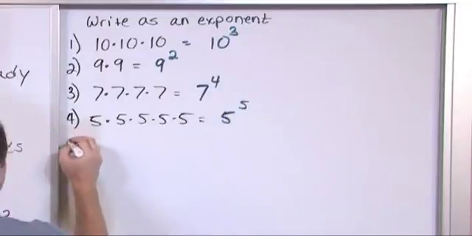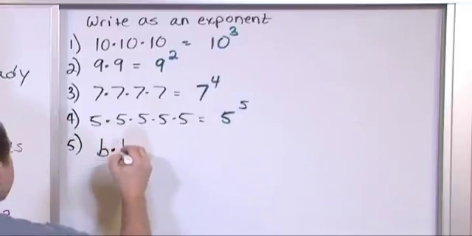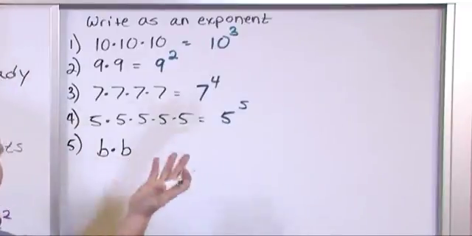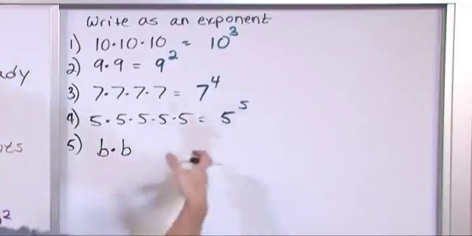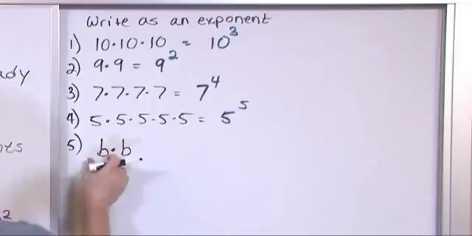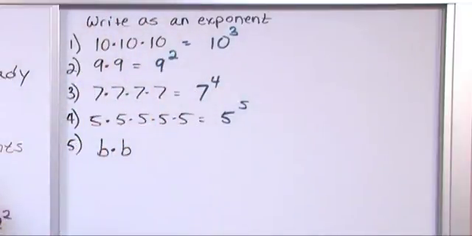Now let's switch it up just a little bit and say b times b. Don't get so worried if you see a letter in algebra or pre-algebra. It doesn't mean anything special. It just means this is a number. I just don't know what the value of it is. Maybe b is some variable, something I'm solving for. Maybe it's the base of a house or something I'm solving for. But for right now, just think of it as a placeholder. But the exact same rules apply. It doesn't matter if it's a letter or if it's a number.